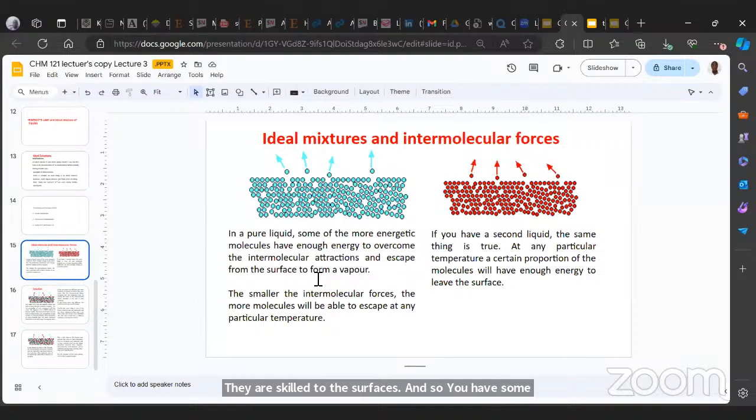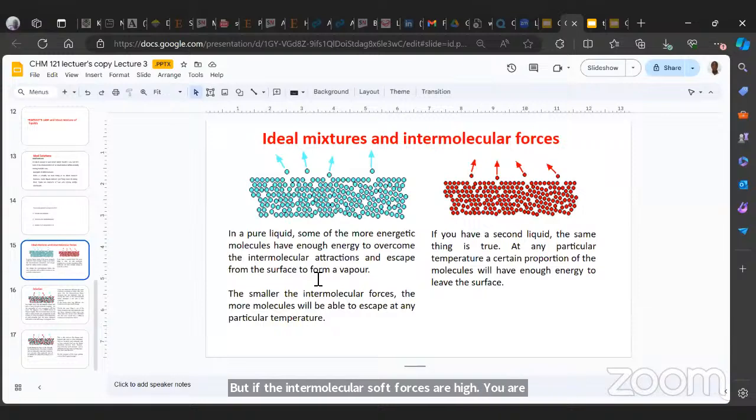So even if you have only water in a container, and it's not filled to the brim, on top of it you still have some water vapor, because some water molecules have enough energy to escape and stay gaseous on top of it. Now, if the intermolecular forces are weak, you have more escaping and staying on the surface. But if the intermolecular forces are high, fewer molecules will stay on top of the surface.